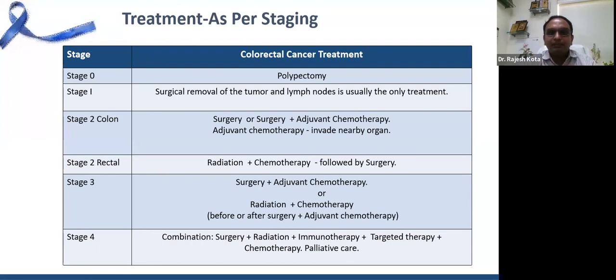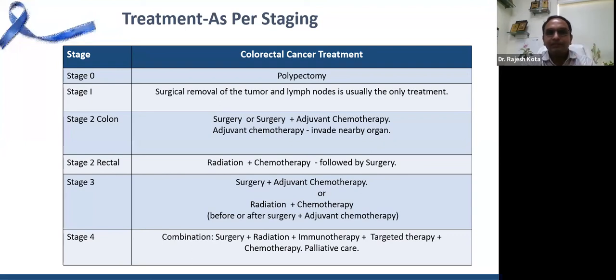For stage 2 cancers, we do surgery followed by additional drugs like chemotherapy agents that we call adjuvant. That is adding on to the benefit we have got from surgery. So we do surgery and give additional chemotherapy for stage 2 cancers. For stage 2 rectal cancers, we give radiotherapy and chemotherapy followed by surgical removal of the remaining tumor.